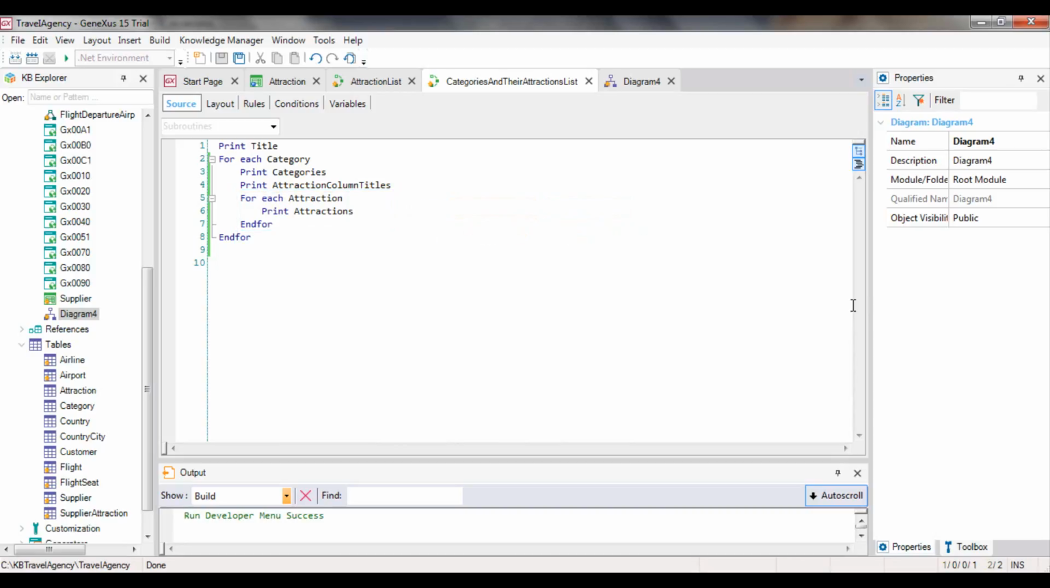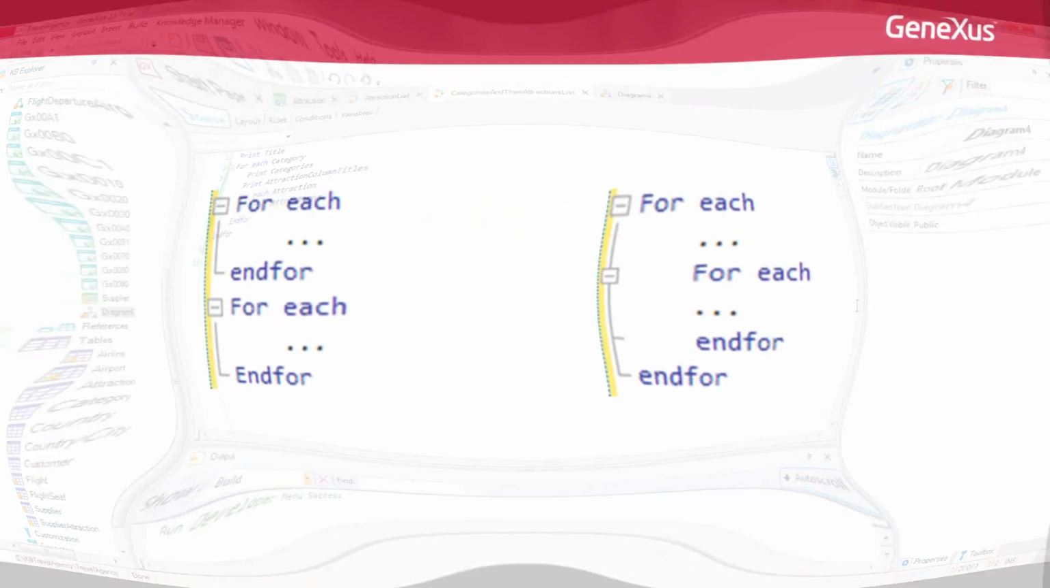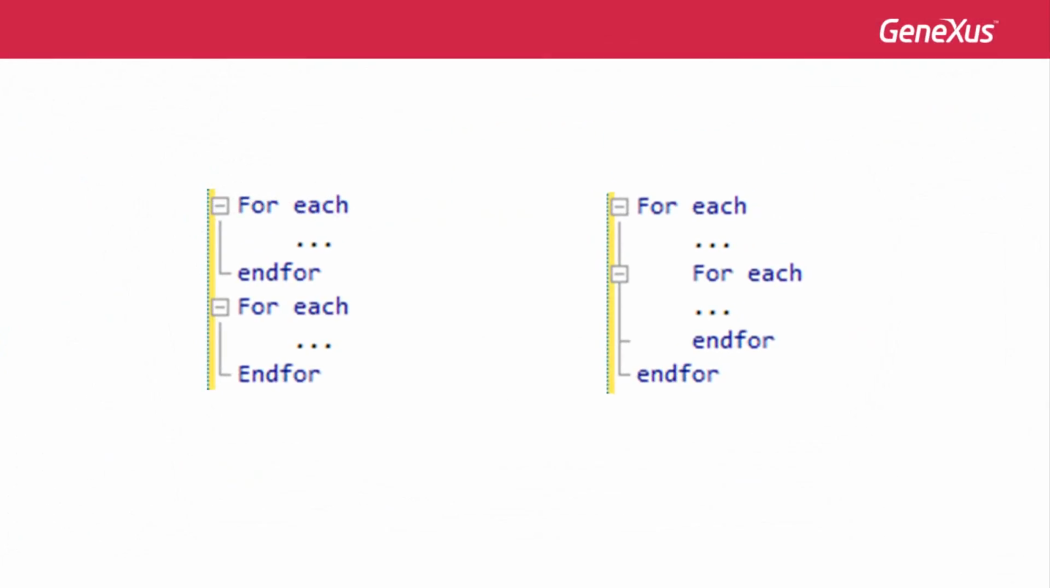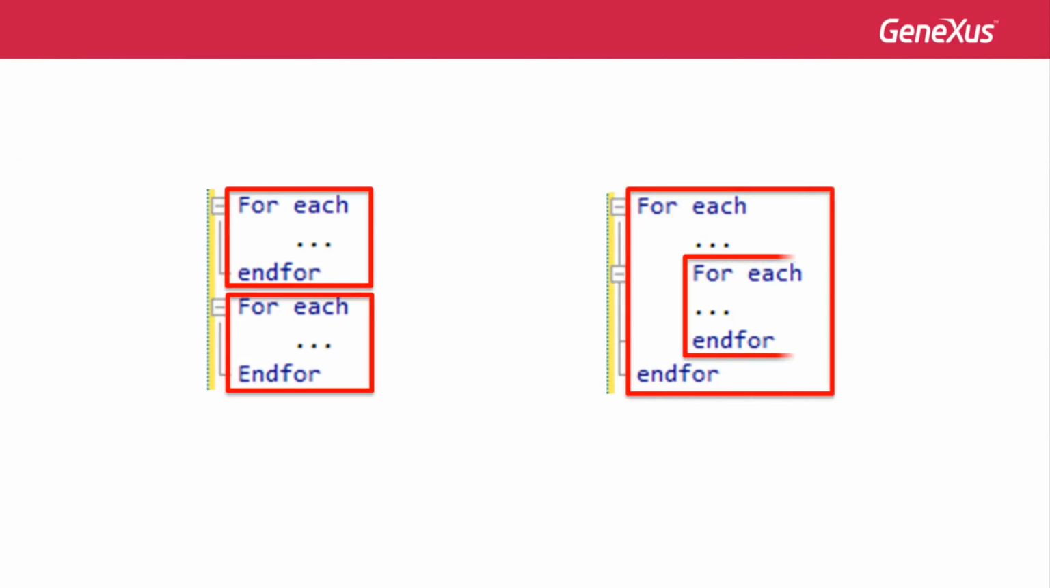How did GeneXus determine that filter without us having to write it? The answer is in the way for each commands are written. If two for each commands are written one after the other, they are independent of each other. On the other hand, we type one for each command inside another for each command because for each record of the first navigation we want to run through a set of records in the second one.